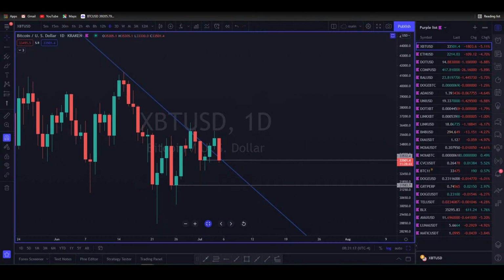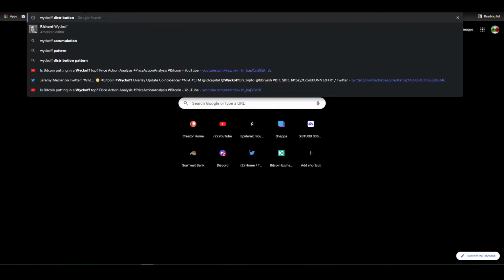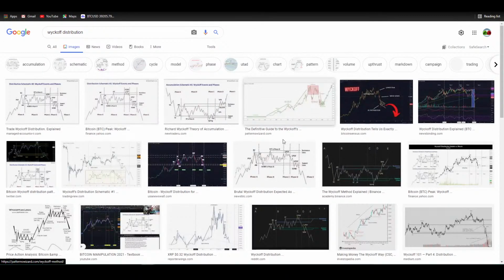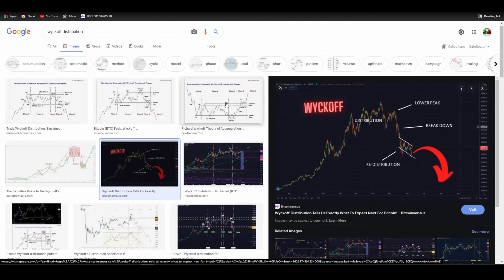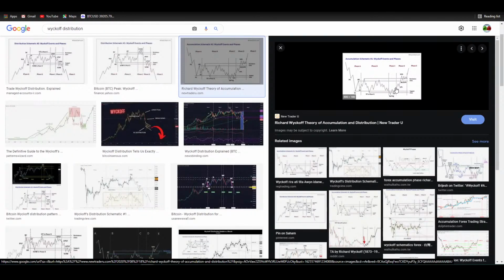You can just type in Wyckoff and find a million different things on the interwebs, right? Let's go over here, Wyckoff distribution, and just hit images. Right here, just hit images, and you're gonna find millions. Look at this one. This is a Wyckoff, lower peak, distribution, breakdown, redistribution. It's looking for lower prices. Every strategy has a bullish and bearish point at which point price is at. I'm not exactly sure which diagram people are looking at, if it's this one or not, right?